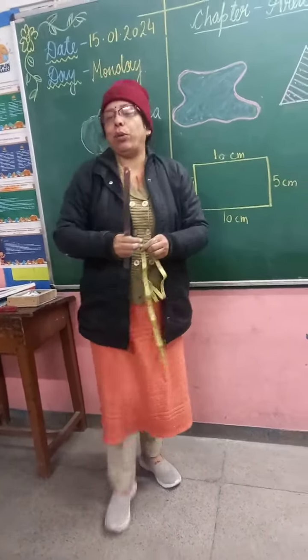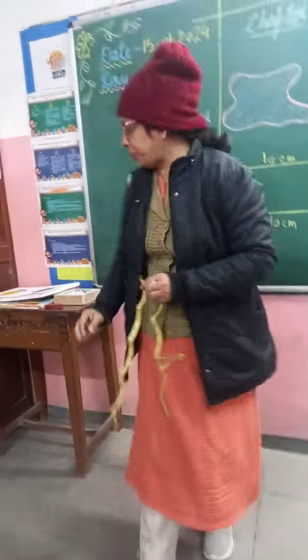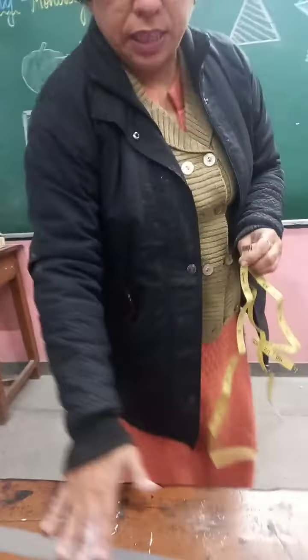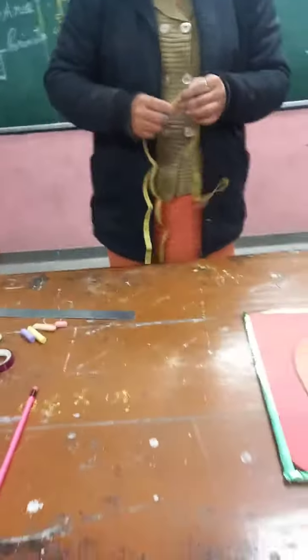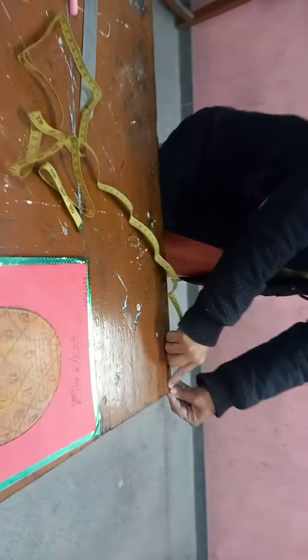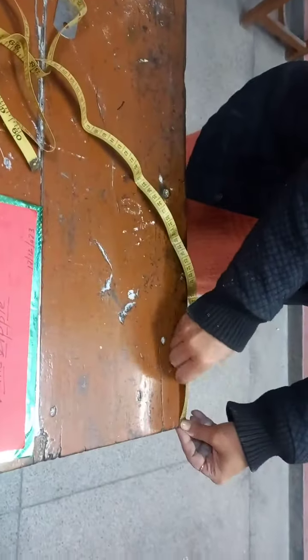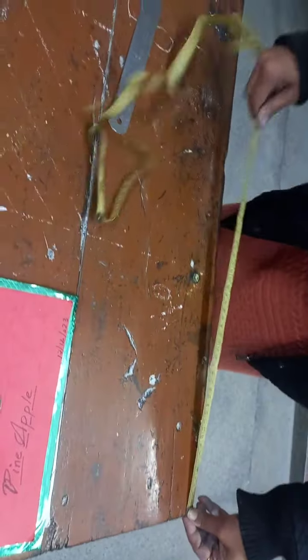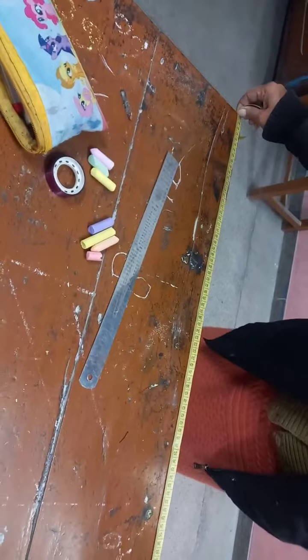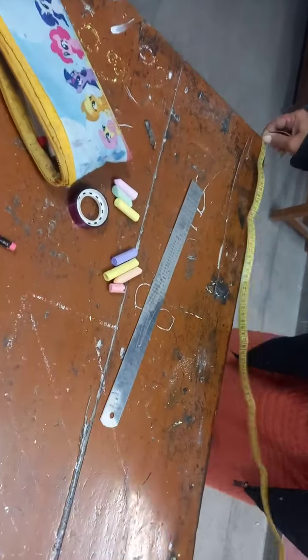So let us start with this table. As you can see, there is a teacher's table. I am using this part, centimeter. So just keeping one end here from 0 centimeter, I am measuring it like this. So it is coming out to be 90 centimeters. So this length is 90 centimeter.